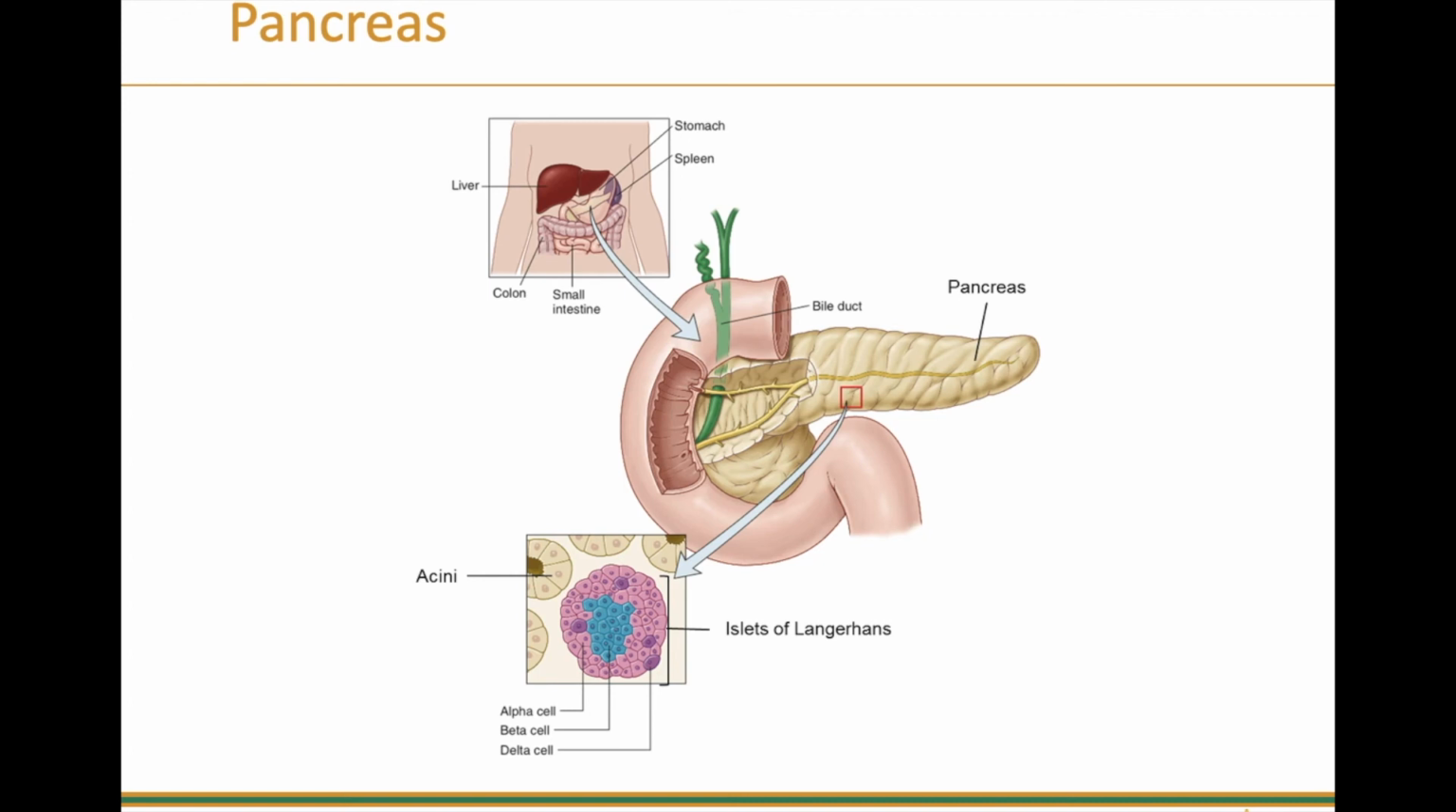And the alpha cells are going to secrete the hormone glucagon. So this is released when blood sugar is low. Glucagon stimulates the liver to convert glycogen into glucose. So it causes the blood glucose levels to rise. So this would be released like after you haven't eaten for a while.